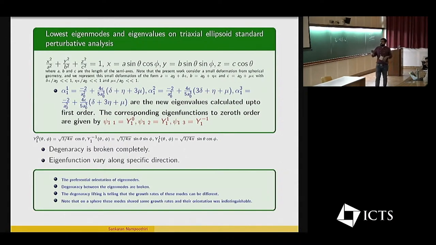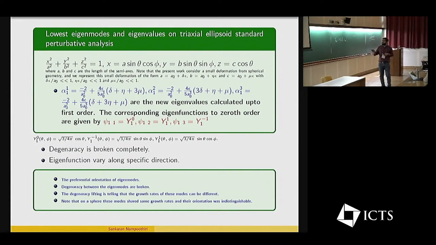So I consider a triaxial ellipsoid. You can do the standard perturbative analysis. So this is actually a correction to the usual spherical eigenvalue. These are all the corrections. The important thing is that because of the correction, now the degeneracy is lifted. In the case of a sphere, l equal to 1, m equal to 1, m equal to 0, m equal to -1 share the same eigenvalue and they were all indistinguishable modes. Now they have different eigenvalues.